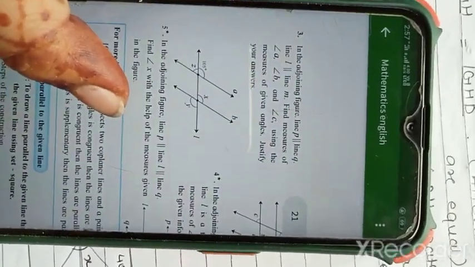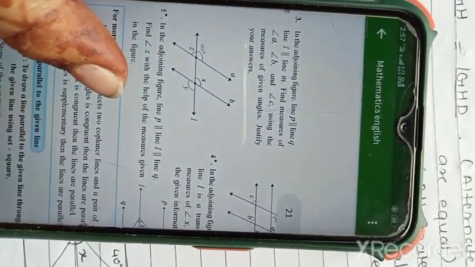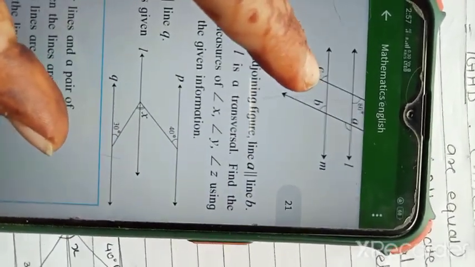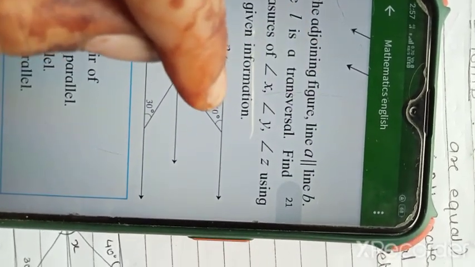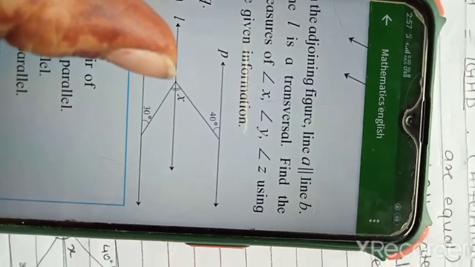the question is, in the adjoining figure, line P is parallel to line L is parallel to line Q. Find the angle X with the help of the measures given in the figure. This is the figure that has been given to us. We are given three parallel lines and the measure of this angle is 40, this angle is 30, and we are supposed to find out the angle X.